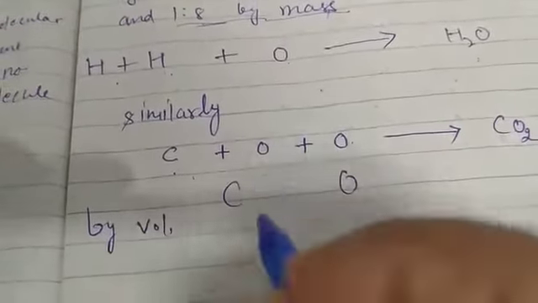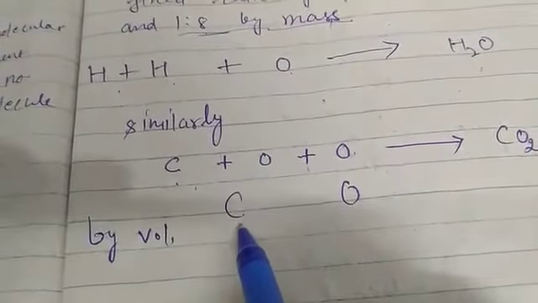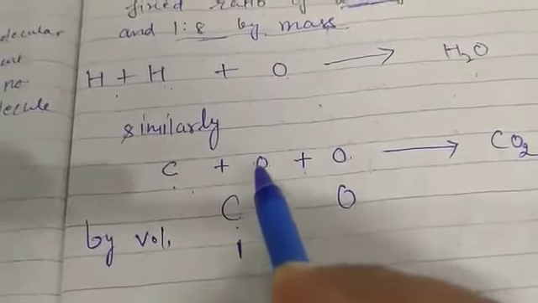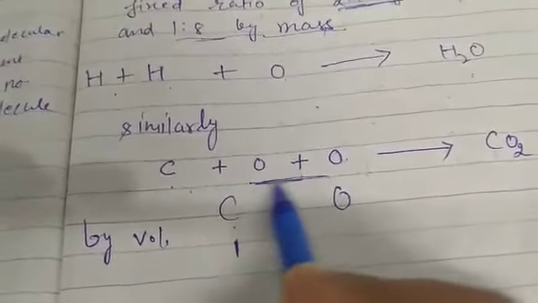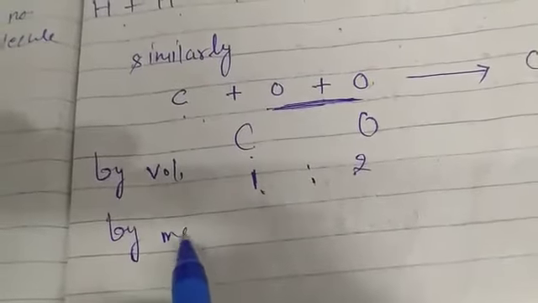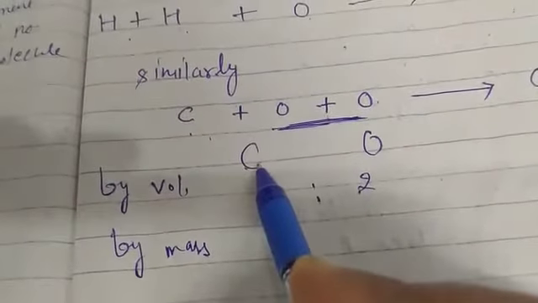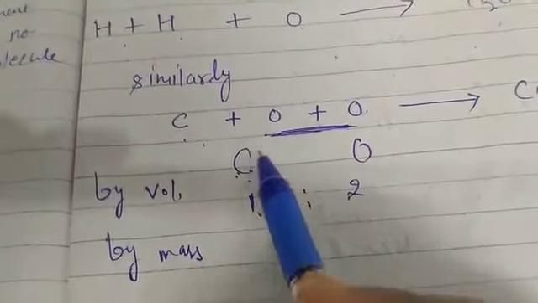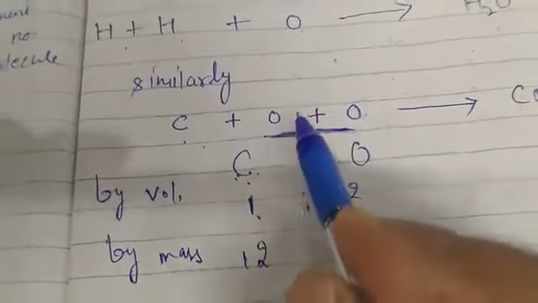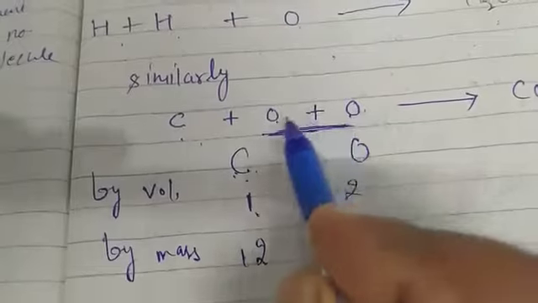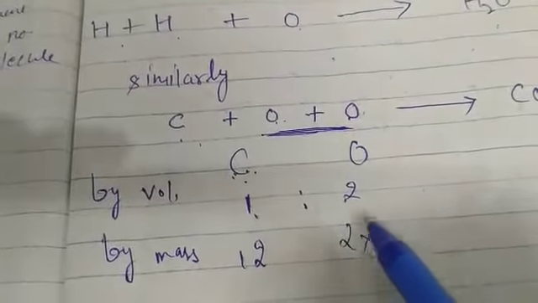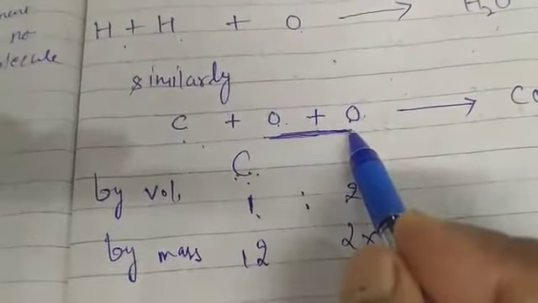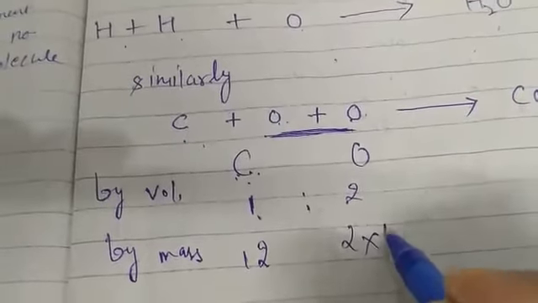By volume. Now what is the volume of the carbon here? One only. Understand? And how many atoms of oxygen are here? Two. So the ratio becomes 1 is to 2. And by mass, meaning by mass, how many atoms of carbon are here? One only. And what is the mass of one carbon atom? That is 12. And how many atoms of oxygen are here? That is 2. And each oxygen atom has the atomic mass 16.